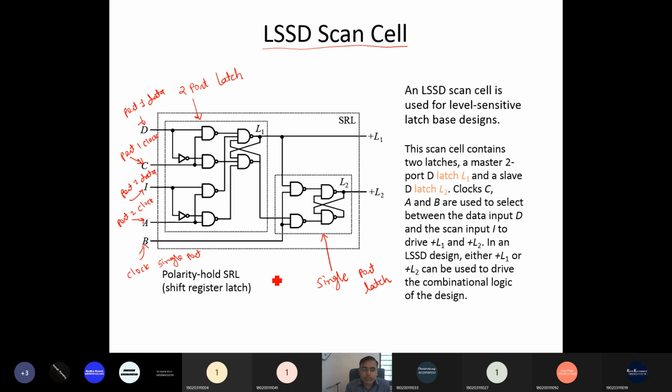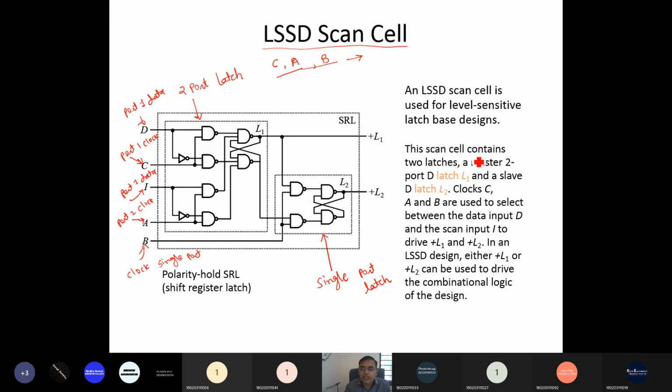Now let's see how it works. Here also C, B, A are the latch clocks for the first stage, and B is the latch clock for the second stage. So there are three clocks, and here also all the three clocks must be non-overlapping. So at a time only one clock should be high, they must be non-overlapping. So LSSD cell is used for the level sensitive latch based design.